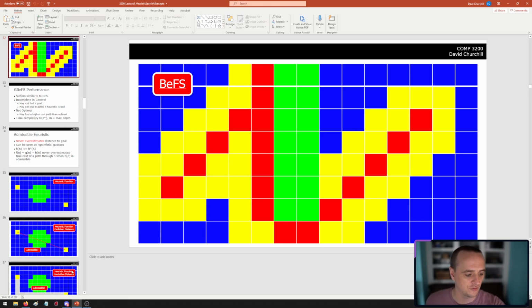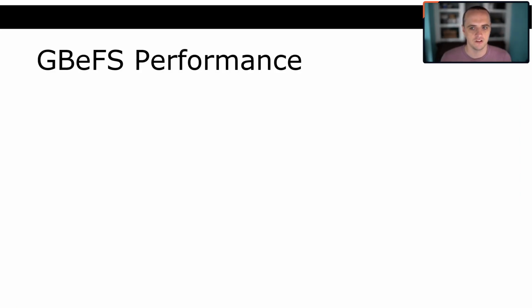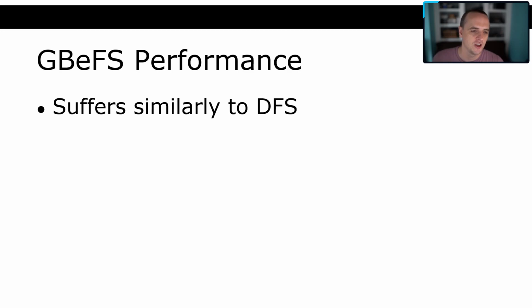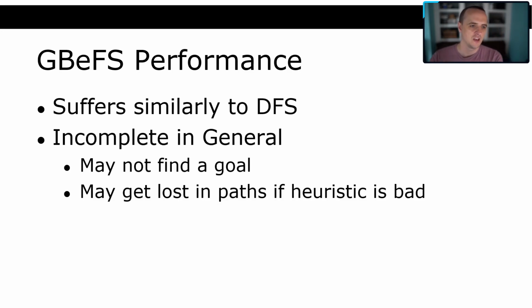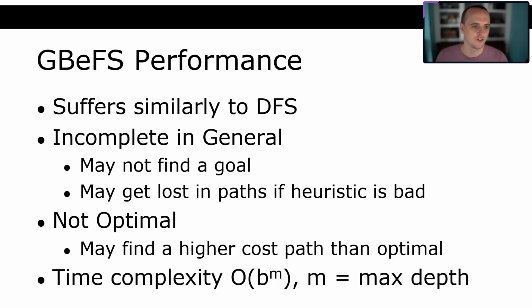So that's what greedy best first search does, it tries to go straight to the goal, but the problem is the guess of where to go can sometimes be wrong. So let's look at the performance of greedy best first search. It's going to suffer similarly to depth first search. Greedy best first search in general is incomplete, okay? And the reason it's incomplete is because it might not find a goal, and it may get lost in super long paths if the heuristic is bad, okay? It's not optimal. Well, certainly if it's incomplete, it's not optimal. And if it does find a path, it's probably going to find a path that's not the optimal path. And the time complexity suffers in the same way that depth first search does, where it's b to the power of m, where m is the max depth of a solution.